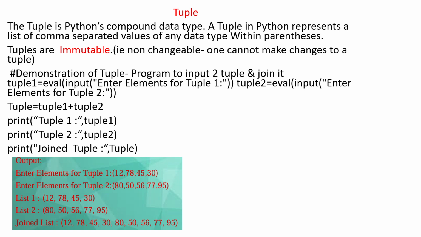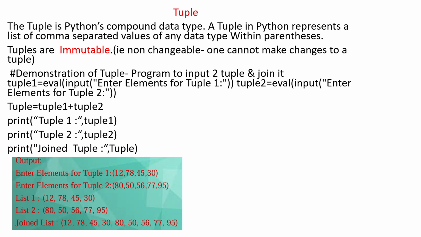Tuple. The tuple is a Python compound data type. A tuple in Python represents a list of comma separated values of any data type within parentheses. So here you have to use the parentheses for the tuple, and for the list you have to use square brackets. Tuples are immutable, that means non-changeable. One cannot make any changes to the elements of the tuples.